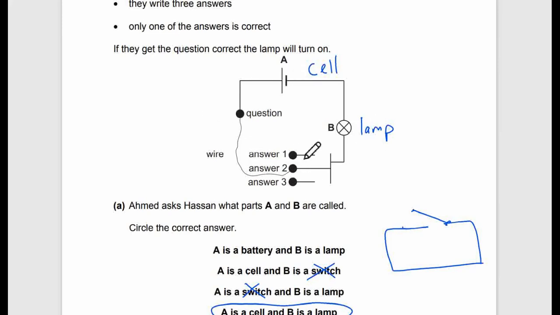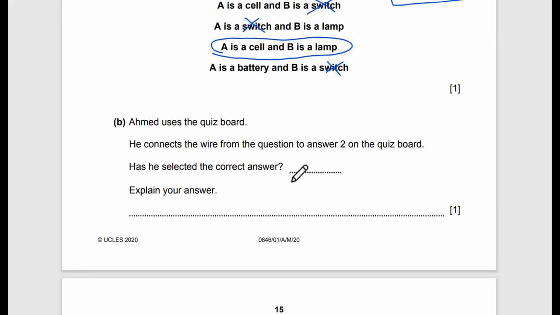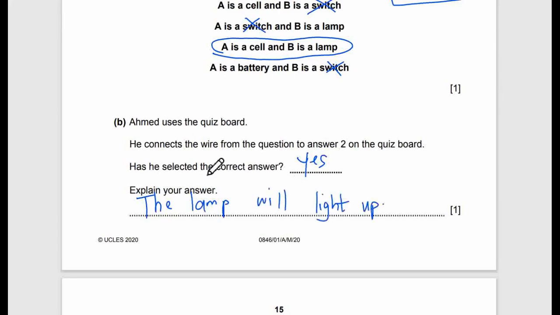So answer 1 will be wrong because there's a gap in here. The lamp will not be on, and so also this answer number 3. This is an open circuit. It will not switch on the light. The lamp will not be on. So the correct answer is answer 2. Has he selected the correct answer? Yes. Explain your answer. The lamp will light up.